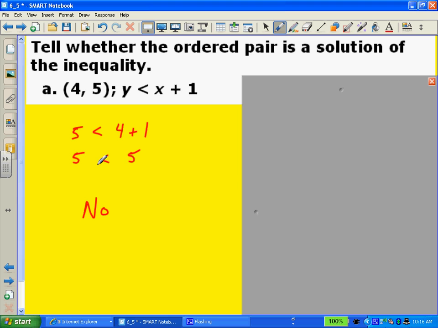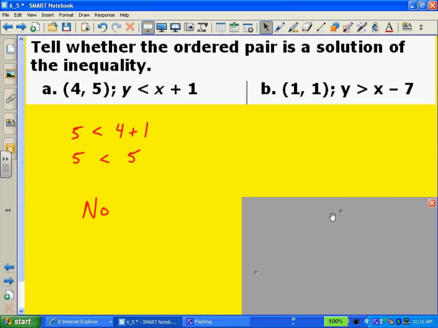Now if it was, let's say it had less than or equal to right here, then it would be a yes, because 5 is equal to 5. But it's not just less than, so this would be a no. Let's look at another one here.